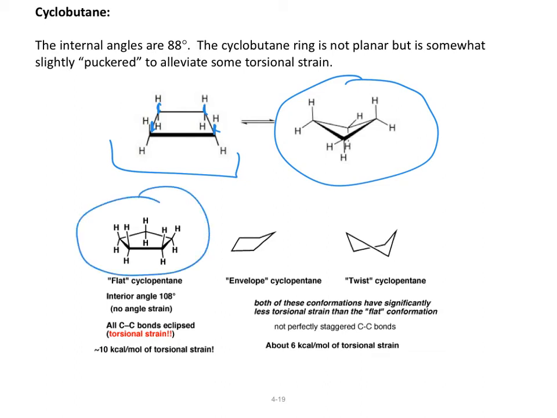Same thing happens with cyclopentane. It's not going to be flat because you would have all of these CH bonds just lined up right on top of each other. So it forms either what's called the envelope conformer or what we can call the twist conformer. So this moves the hydrogens out of their eclipsing interactions.